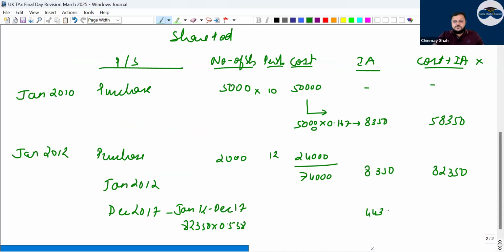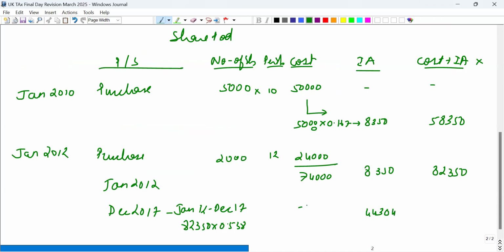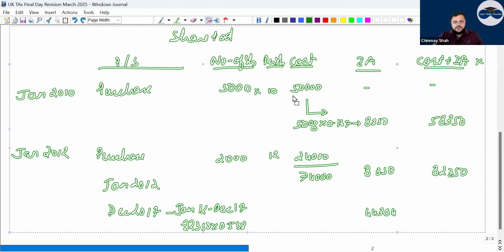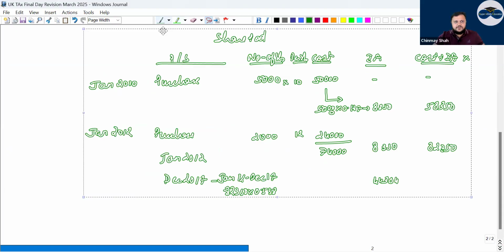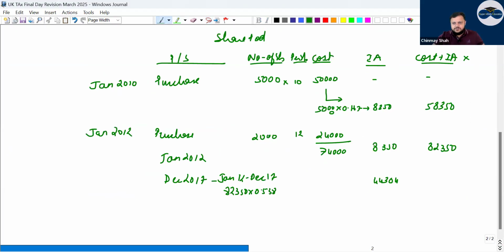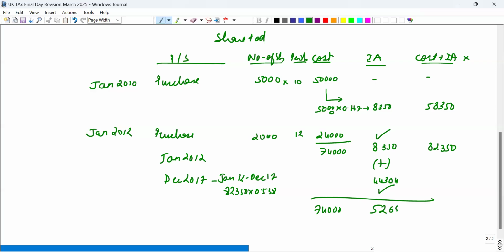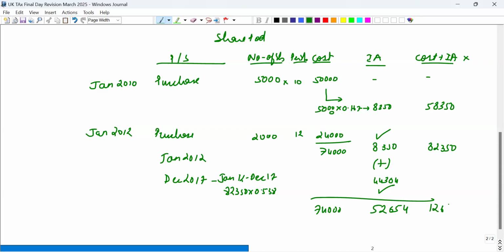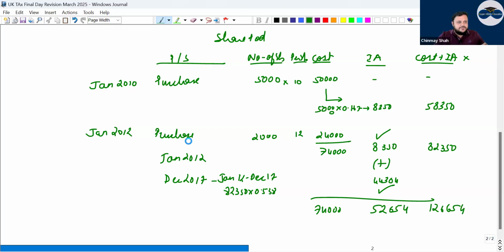44,304, correct. The cost of acquisition is 74,000 only. If I ask you, as on December 2017, the total cost is 74,000, correct. The indexation allowance is 8,350 plus the 44,304 you have calculated. So that is 52,654. And total cost of acquisition plus IA is 126,654, correct.